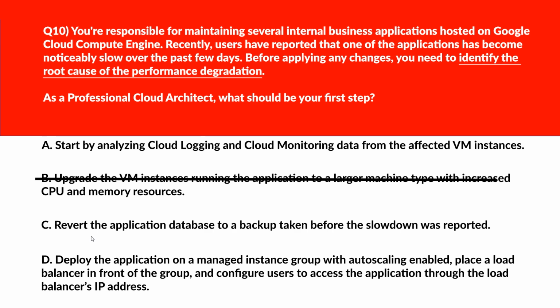C says revert the application database to a backup taken before the slowdown was reported. This option looks like a risky rollback without confirming the issue is database related. Wrong choice. We'll move to option D. Option D, if you look, is an architectural change that doesn't address the immediate performance issue or the root cause. Therefore, option D is also wrong. We'll lock option A as the right answer.